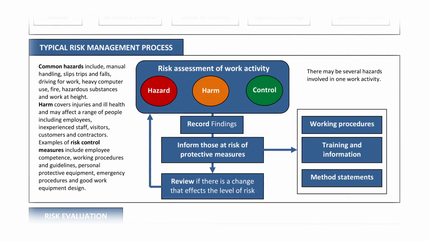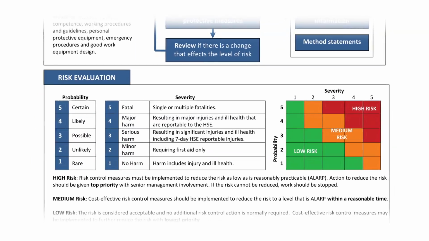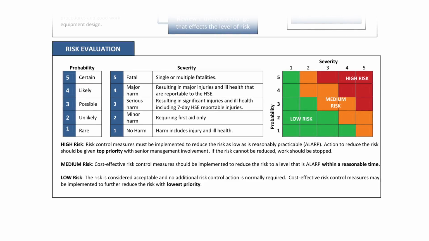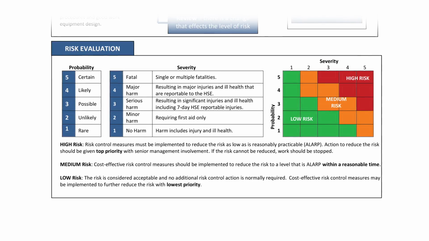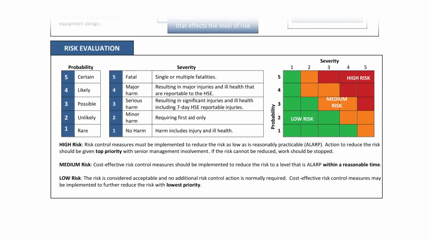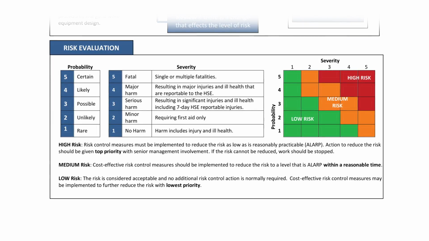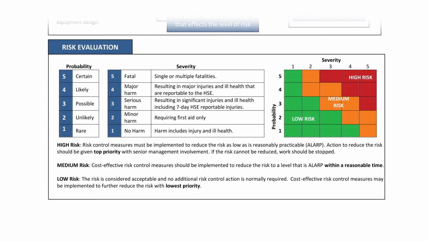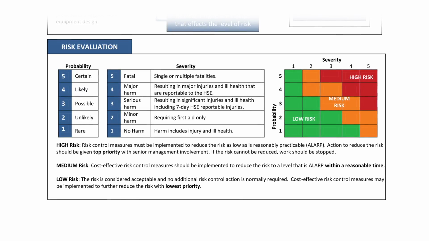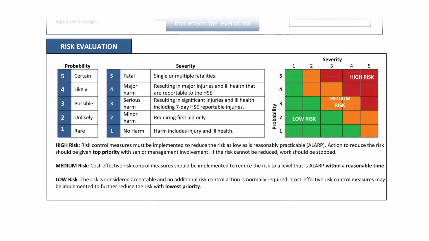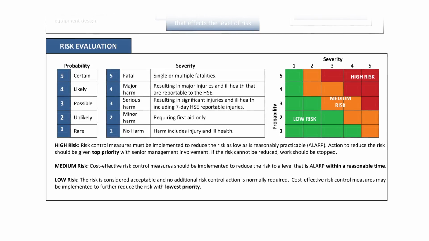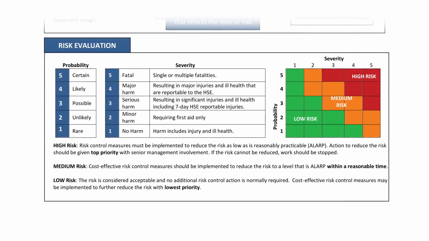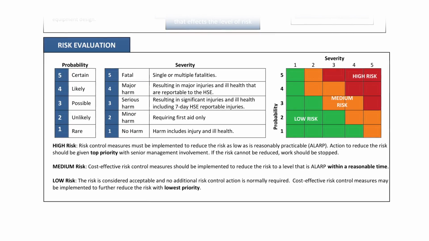The risk evaluation process can be quantified. This is done by multiplying the probability against the severity of an event. The probability is broken down in this example from certain, likely, possible, unlikely, and rare, and the severity is broken down into fatal, major harm, serious harm, minor harm, and no harm. These factors are placed in the matrix, and you are then able to decide whether the risk is high, medium, or low.